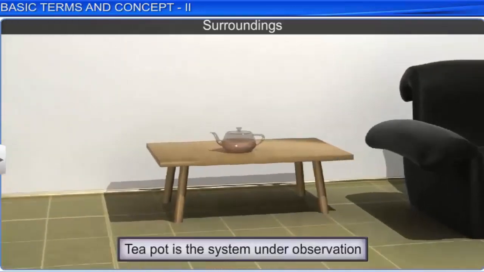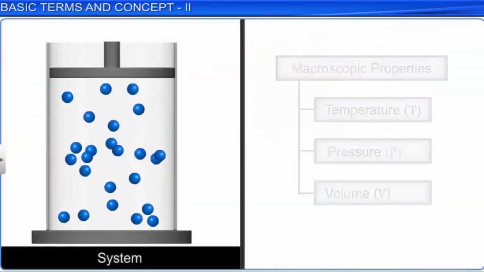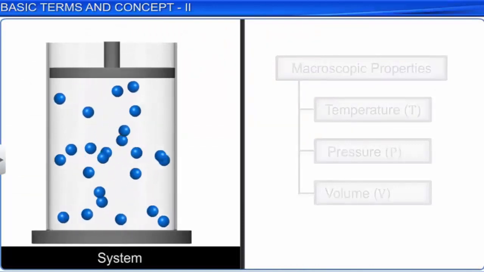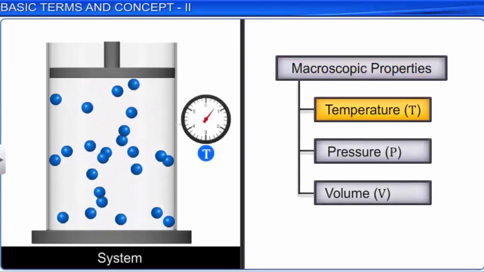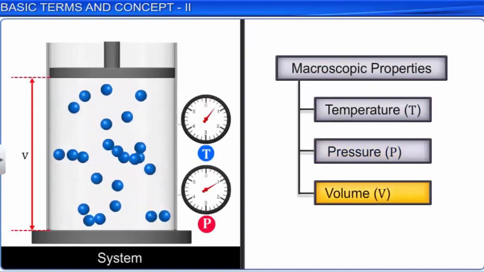You have learned that a system is a part of the universe in which observations are made. In order to make these observations, it is important that we know the state of the system. By state of a system, we mean the condition of the system in terms of measurable, macroscopic properties such as temperature T, pressure P, and volume V, to name a few.